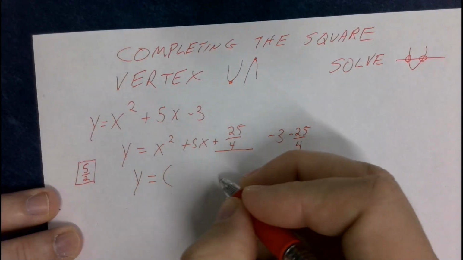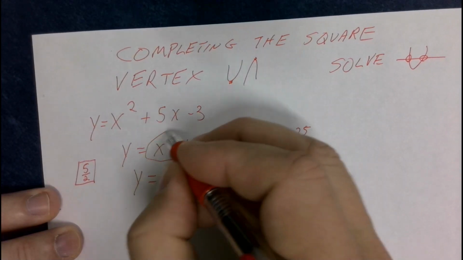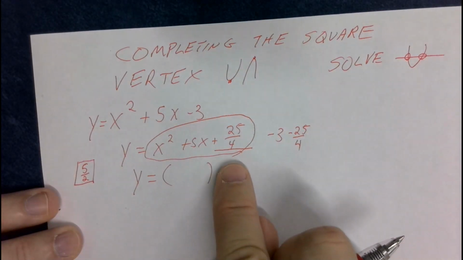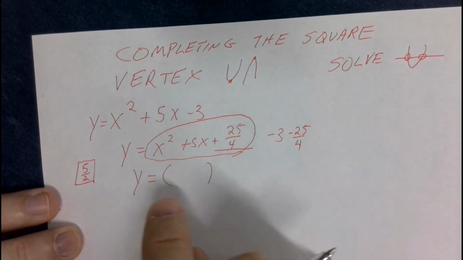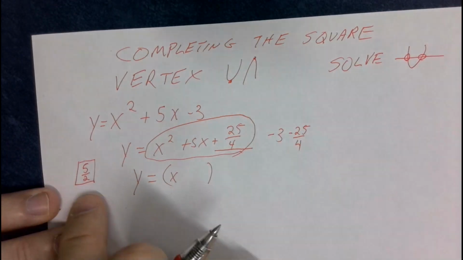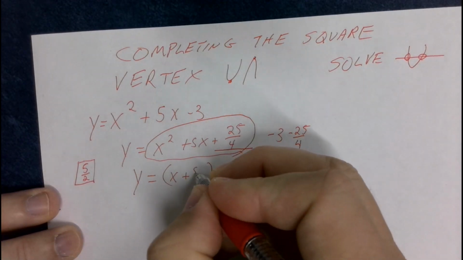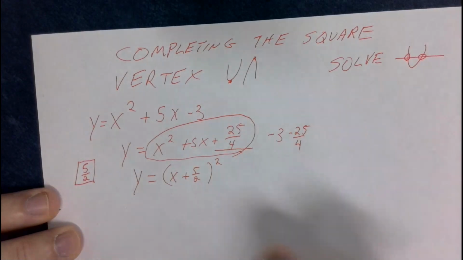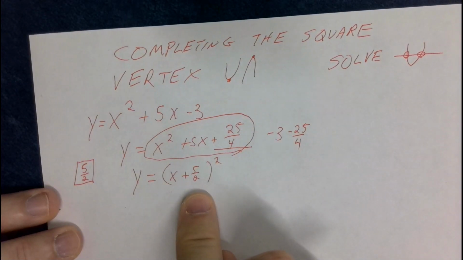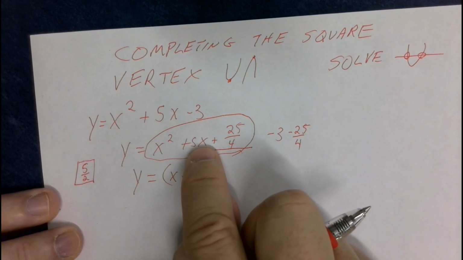y equals, and this trinomial right here is a perfect square. And it's always x and whatever's in your box squared. So x plus 5 halves times x plus 5 halves equals x squared plus 5x plus 25 fourths.